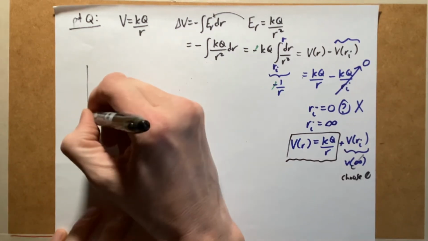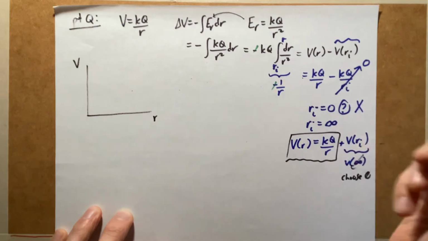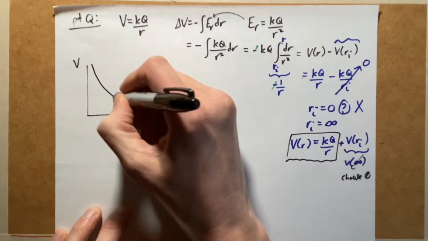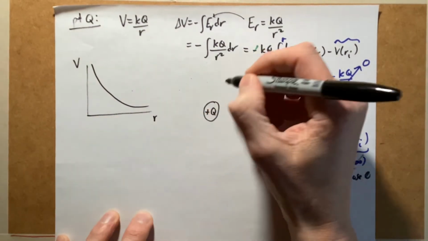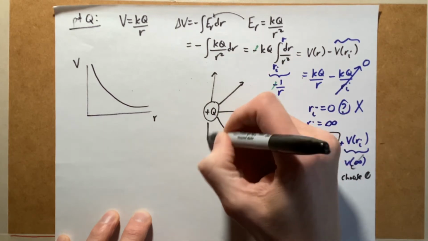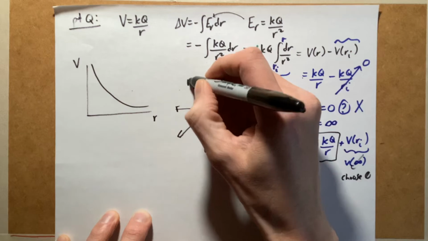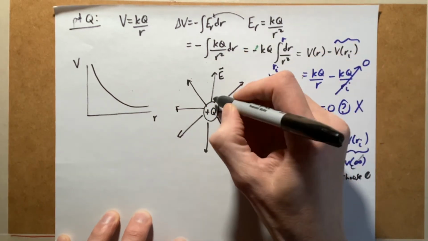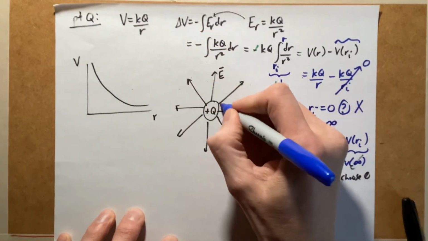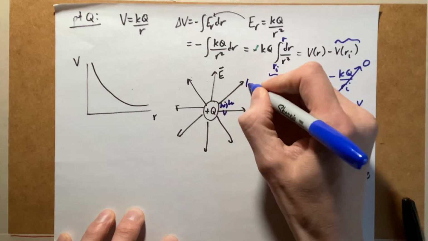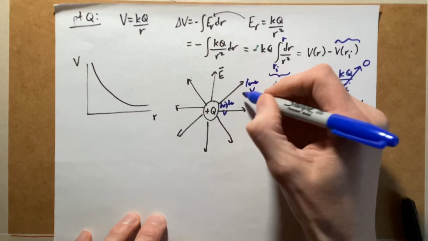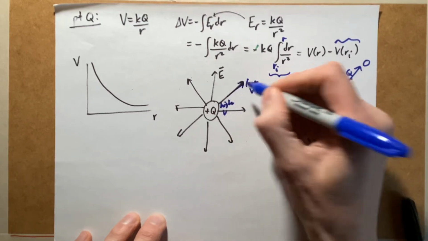So first of all, if you draw V versus r for, let's say, a positive charge, positive Q, we know the voltage looks like this. The electric field looks something like this. And this is telling us that the voltage lessens with distance. Closer by you have higher voltage, further away you have lower voltage. And indeed, the electric field line is pointing the way from higher voltage to lower voltage.